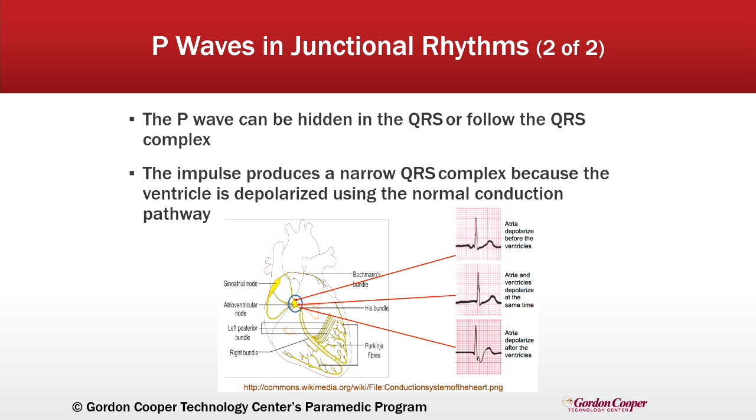In junctional rhythms, the P wave can be hidden within the QRS complex. It can even appear after the QRS. This happens because the impulse is coming from the AV junction, which may cause the atria to depolarize either before or after the ventricles. The QRS complex itself is typically narrow, since the ventricles are still being depolarized through the normal conduction pathway, just like in a regular rhythm.